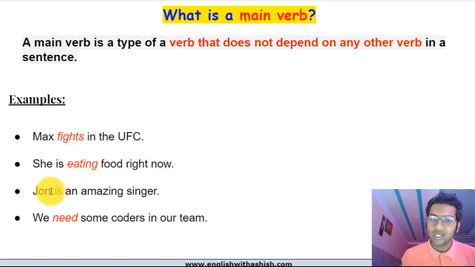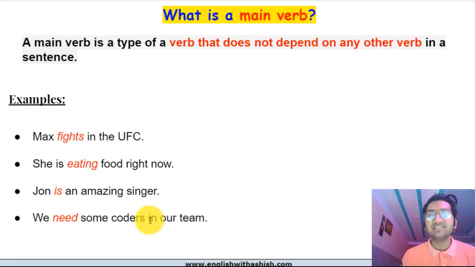Next example. John is an amazing singer. So is here is the main verb. In the second example, is was not the main verb. Is was a helping verb, but here is the main verb. How come? Well, we'll talk about it. We'll understand this, right? So in John is an amazing singer, is is the main verb because there is no other verb. That's why it is the main verb, right? It's a linking verb. We'll talk about it.